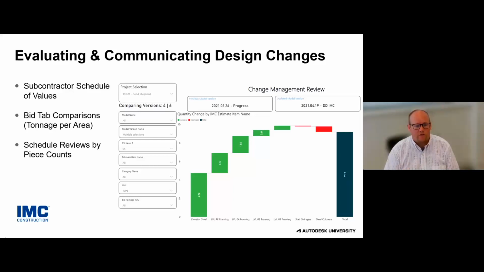So now we have a dashboard where we can pick any two different design model versions, any bid package, any CSI division. We can group it by units, whether it's piece count or tonnage for structural steel. And then we can start to analyze what are the changes that happened between those two different design versions and really start to have that conversation with a trade contractor, with an owner, with a design team, whatever audience it may be. This is a very simple visual to understand these are the scope buckets that we saw change based on the models that we received from the design team.